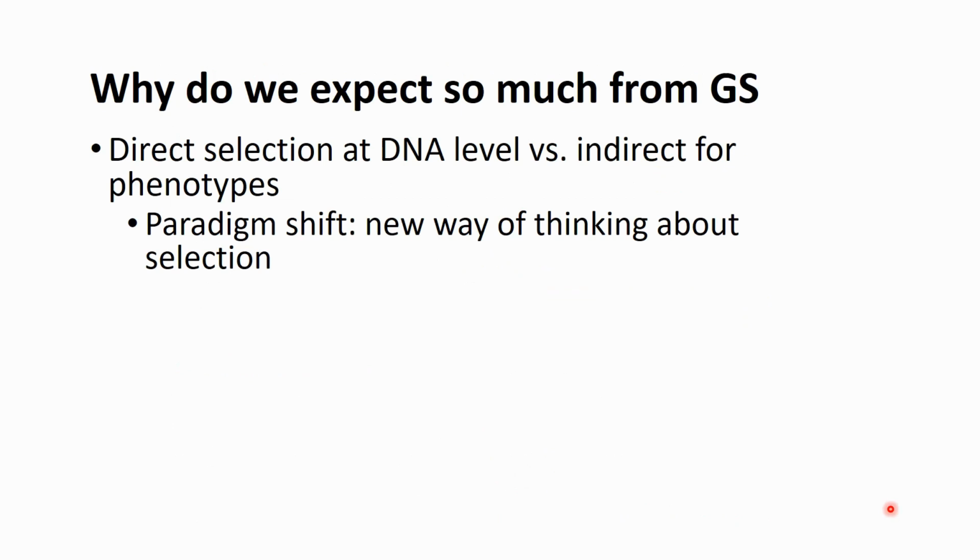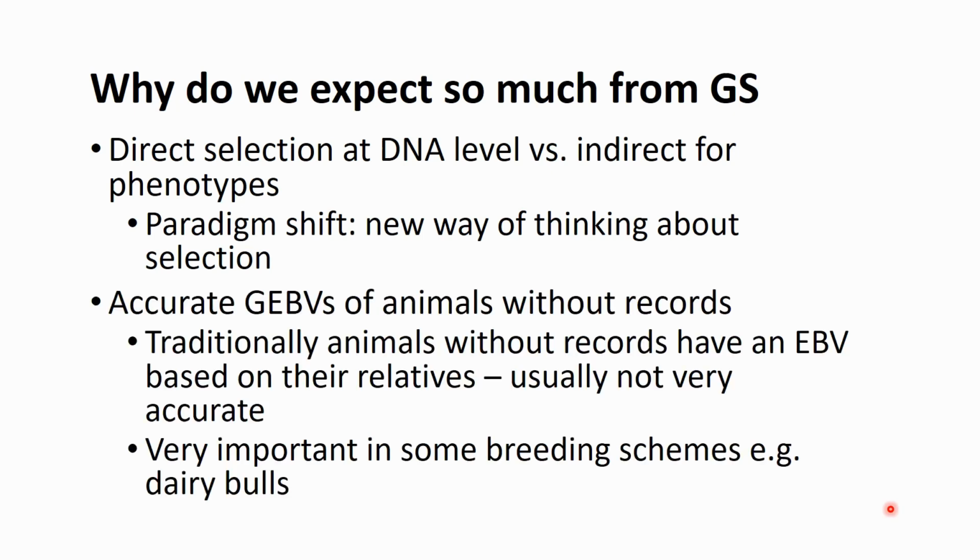So why do we expect so much from genomic selection? In short, it is a total paradigm shift in animal breeding, especially when it comes to thinking about selection. We can produce accurate genomic breeding values of animals that are without records. For example, young calves have, shortly after birth, breeding values for their milk production. Of course, there are also ways to do it in a traditional system, but these are usually not very accurate. So we still needed to wait until these animals grow up.